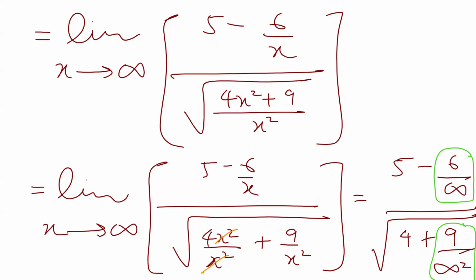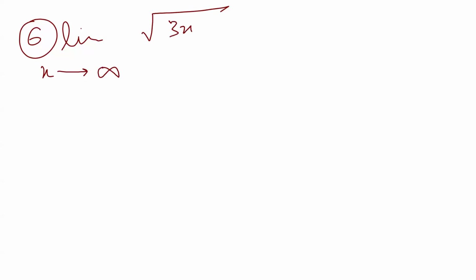Taking you to question number 6. Limit x approaching infinity, root of 3x square minus 1 minus root of 2x square minus 1 upon 4x plus 3.